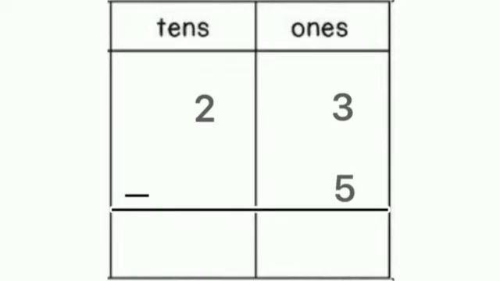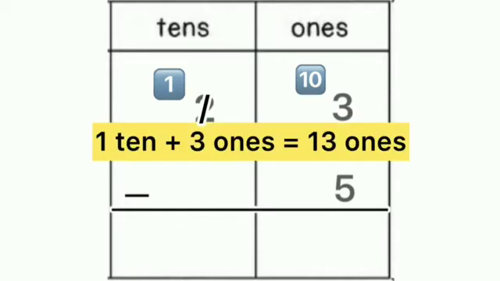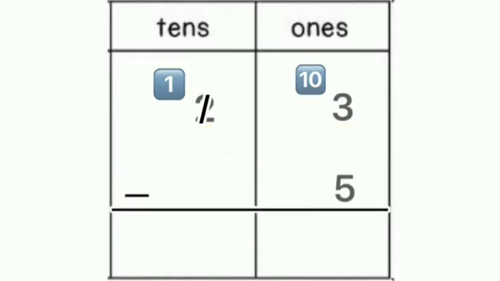We cannot subtract 5 from 3. So, we borrow 1 ten as 10 ones from the tens place and carry to the ones place. 1 ten plus 3 ones is equal to 13 ones. Now students, subtract 5 from 13 ones. And after subtraction we get 8.